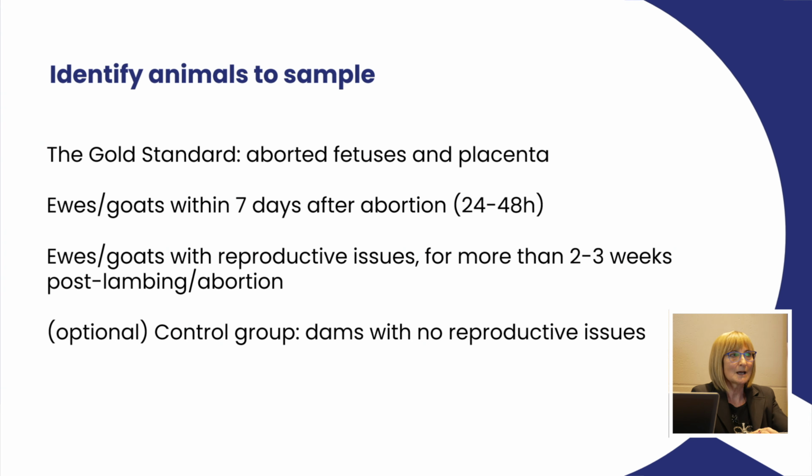In the lack of this kind of animals, we can concentrate ourselves on females that had reproductive issues in the last 2-3 weeks or more post-lambing or abortion. Optionally, we can consider also a control group with females without reproductive issues.